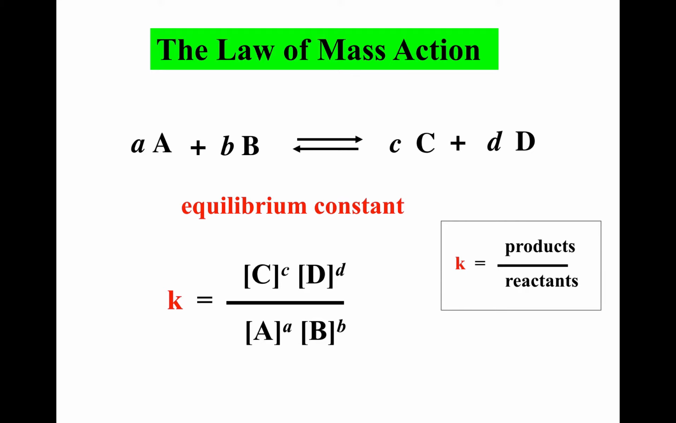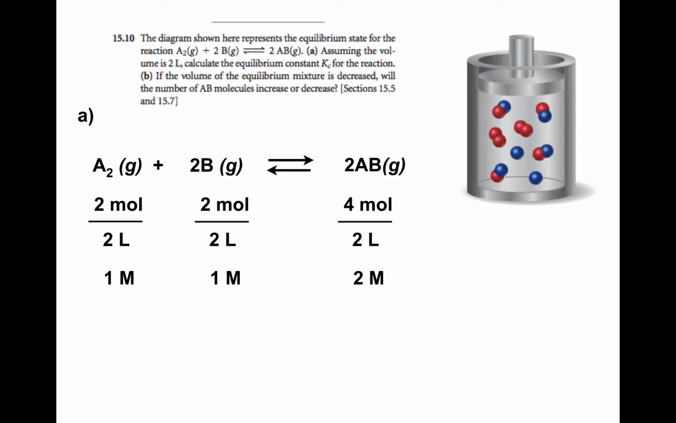So products over reactants raised to their stoichiometric coefficients. So I take the concentration of the products, AB, which is 2 molar, and raise it to the second power because the coefficient for AB is 2. I take the concentration of A and raise it to the first power and multiply by the concentration of B raised to the second power and divide it into the concentration of the products. And I get a K value with a magnitude of 4.